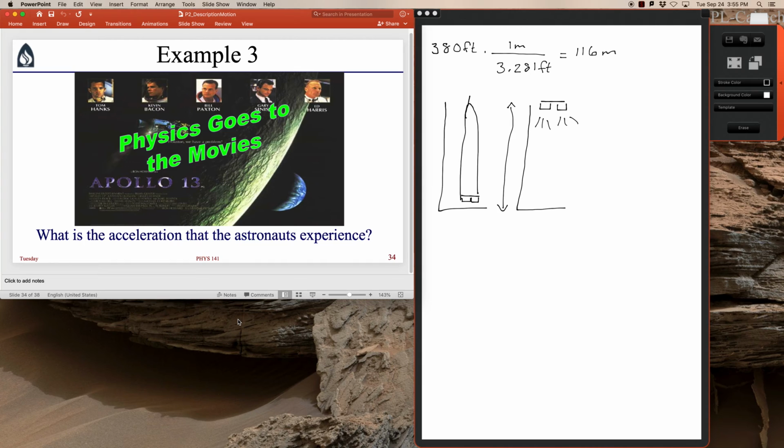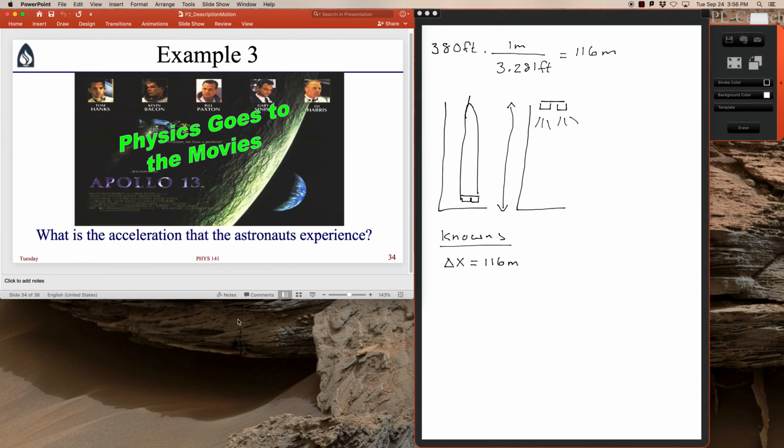Okay, so the next step in solving the problem is to make a list of the things we know, the numbers that we know, and associate those numbers with parts of the problem and with different variables. So one of the things that we know is the distance that the bottom of the rocket, and therefore the rest of the rocket, traveled. It traveled the height of the tower, so our delta x is going to be 116 meters.